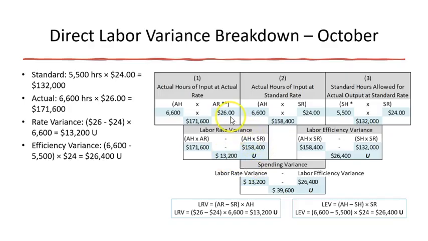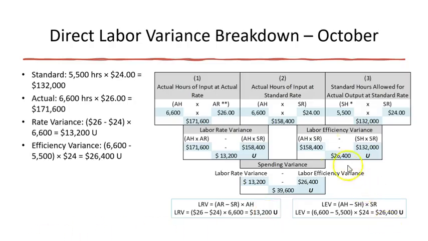Another way to think of this is they paid $26 per hour. They should have paid $24 per hour. So that $2 difference times the 6,600 hours gives us $13,200. And that's exactly what the labor rate variance formula also calculates. 26 minus 24, the actual minus the standard, times actual hours of 6,600, unfavorable variance of $13,200.